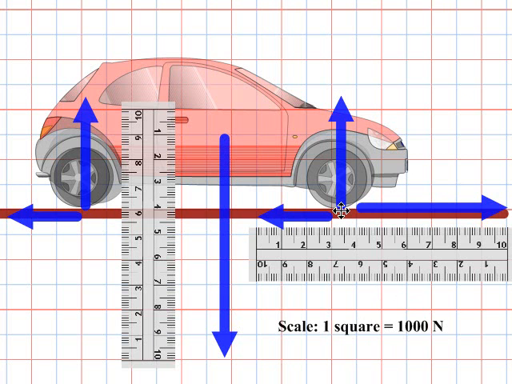This vector here to the right. This vector 4,500 newtons up. This vector 3,000 newtons to the left. This vector 9,000 newtons down. This vector 4,500 newtons up. This vector 3,000 newtons to the left.